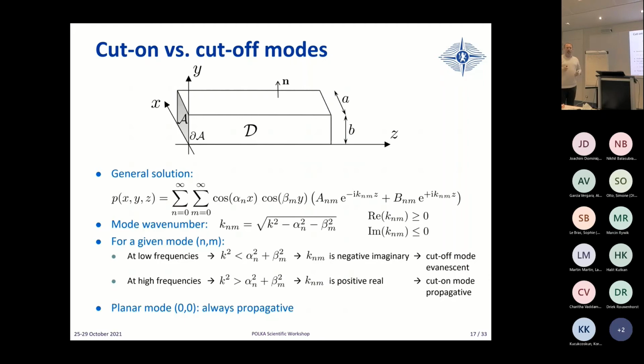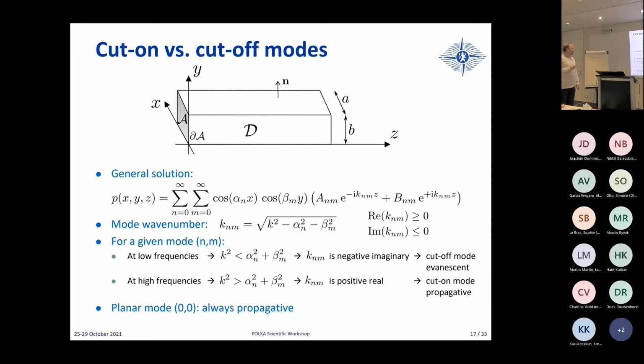Okay, so it means that for a certain mode to be propagative, you need to reach a minimum frequency, and this frequency is given by the eigenvalues alpha n and beta m. Okay, so you can very easily determine this, because these are purely given by the geometry. If you know the dimensions of your duct, you can very easily predict which mode is going to be propagative or not.